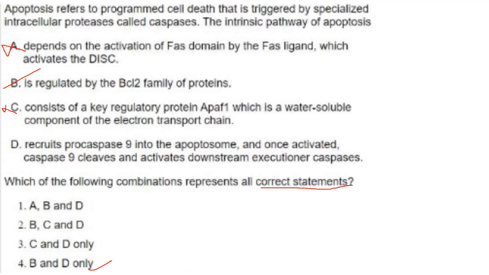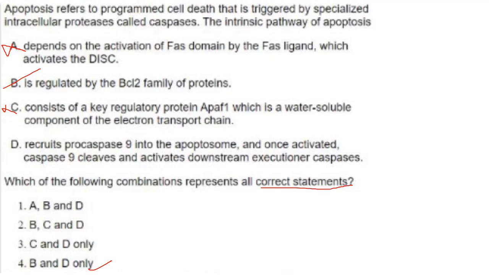Consists of a key regulatory protein APAF1, which is a water-soluble component of the electron transport chain. APAF1 is not a component of the electron transport chain, whereas cytochrome C is a component of the electron transport chain. So C is also not correct. Recruits pro-caspase 9. So 2 is not correct. 3 is also not correct. Option 1 is also not correct. So what is left out? B and D.